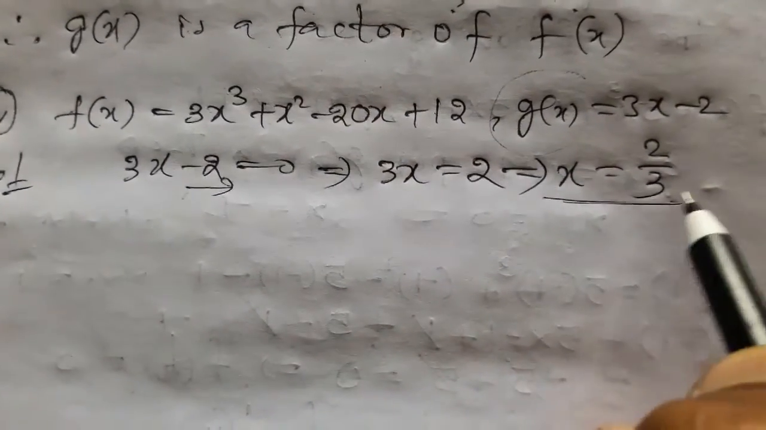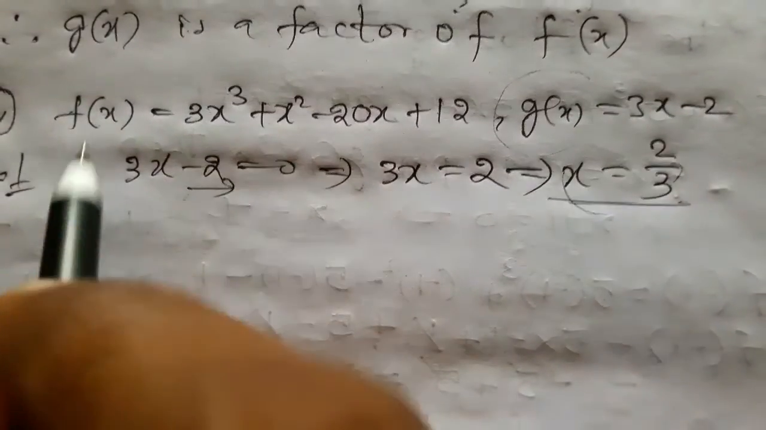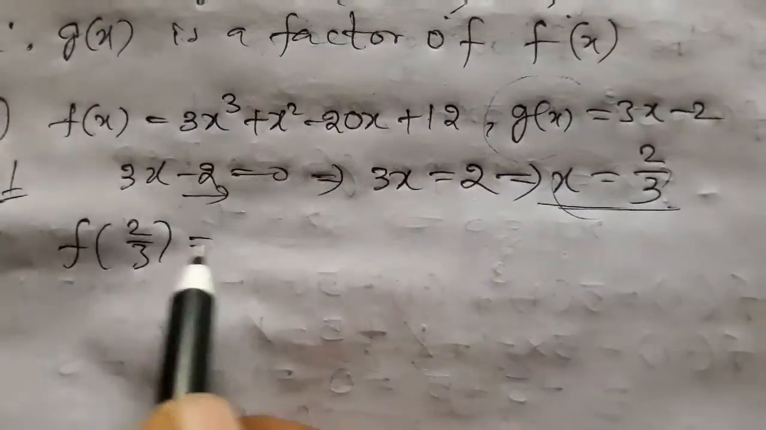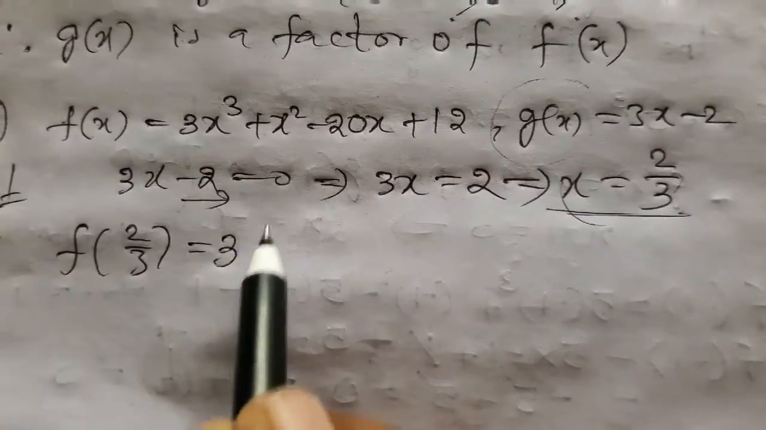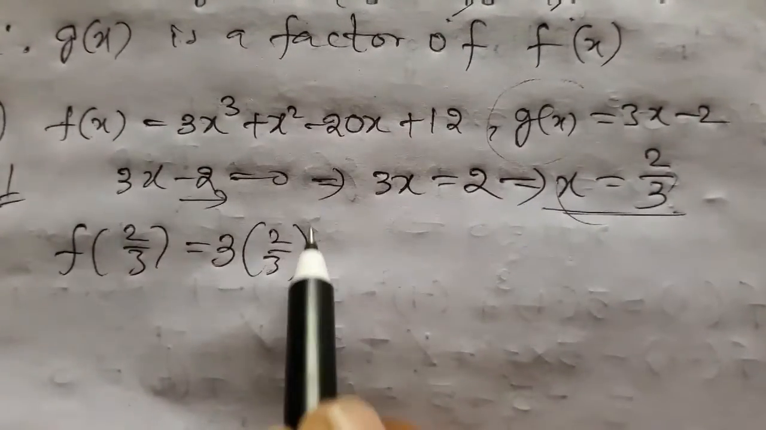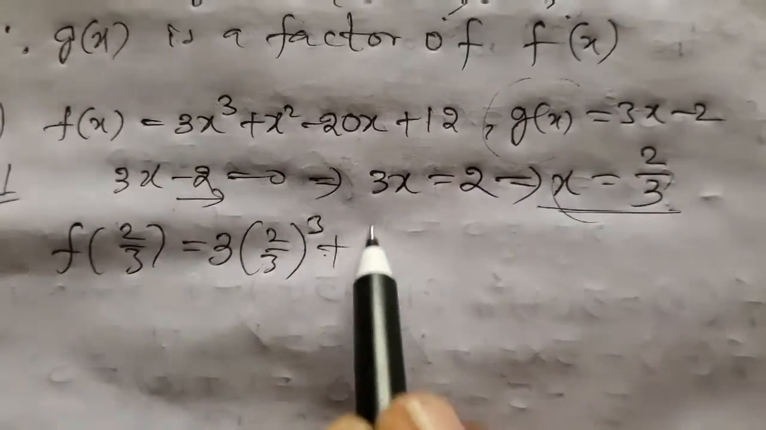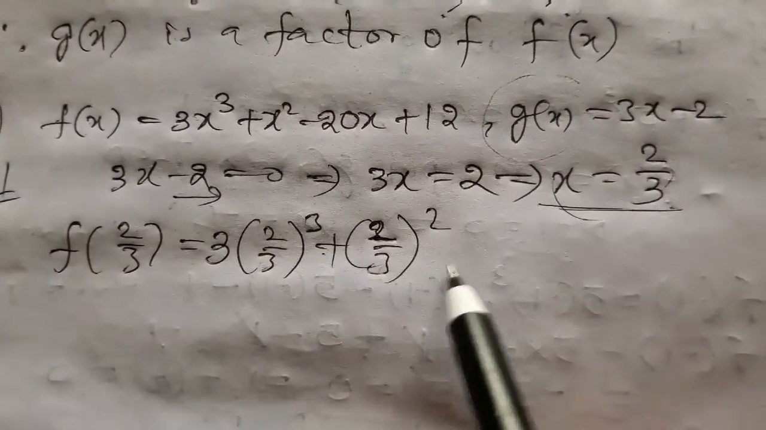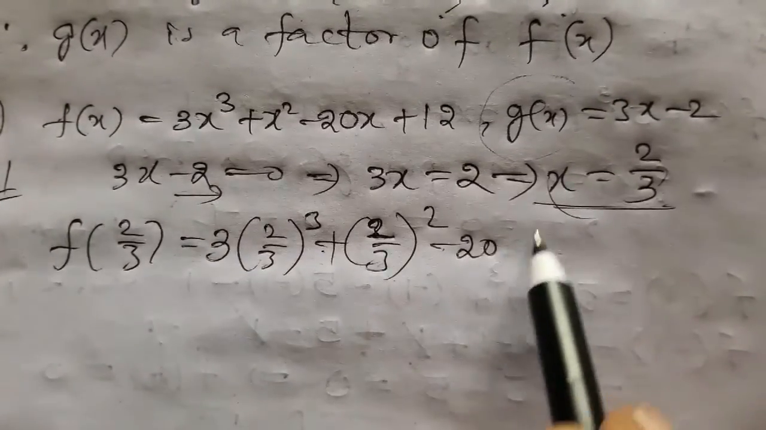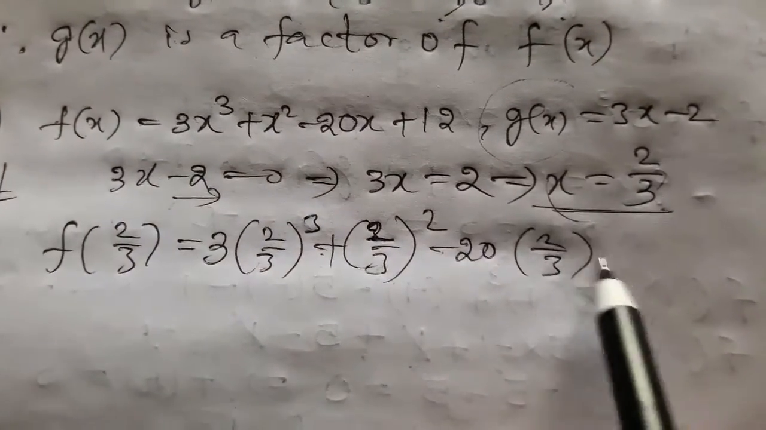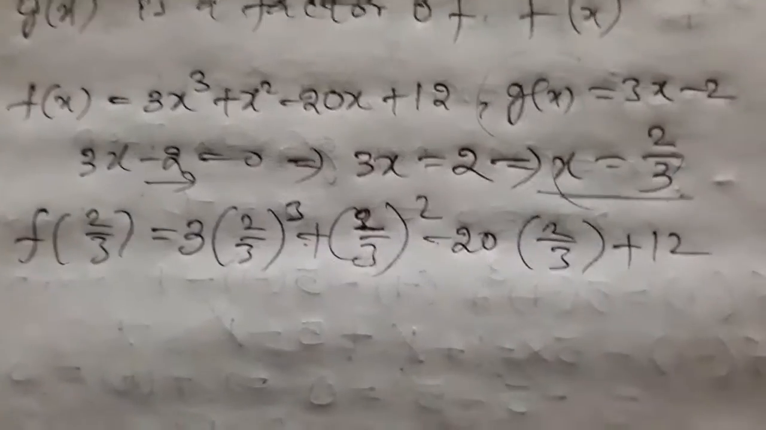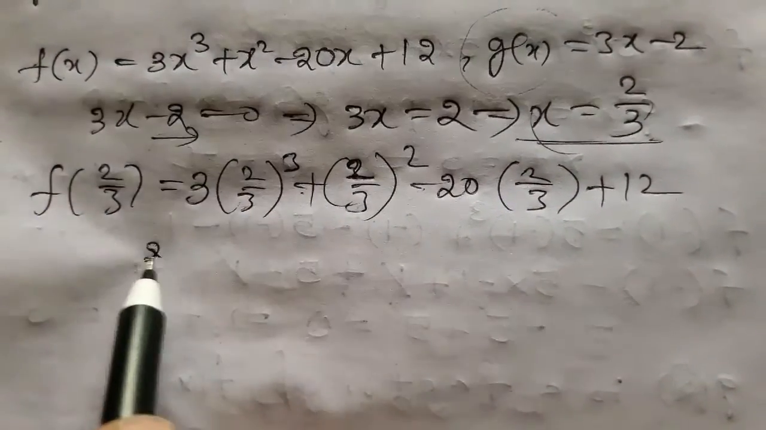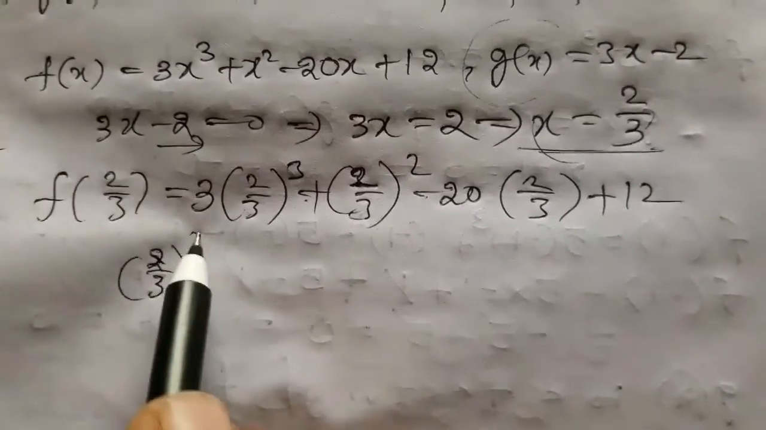We got x value. Using this x value in f of x, that means f of 2 by 3 is equal to 3 into (2 by 3) whole cube plus (2 by 3) whole square, this is 2, minus 20 into 2 by 3 plus 12. See here, 2 by 3 whole cube. What is 2 by 3 whole cube?